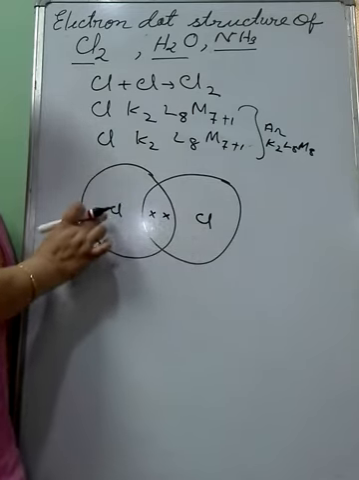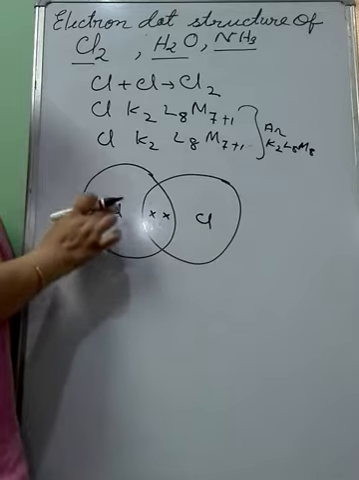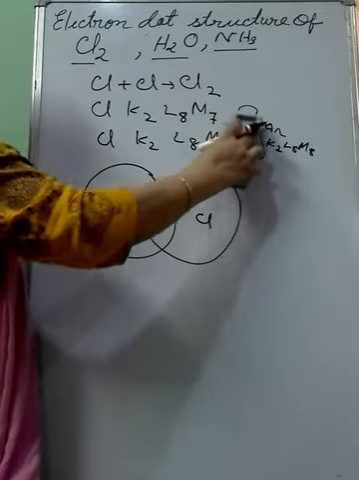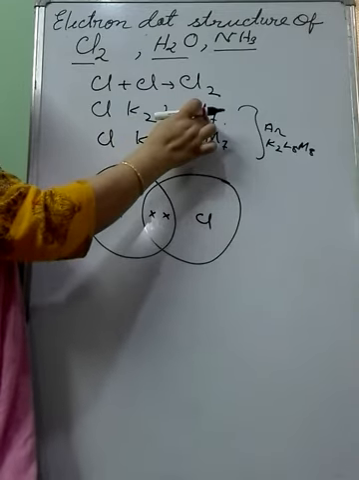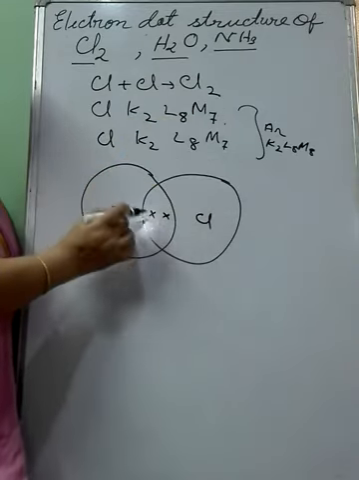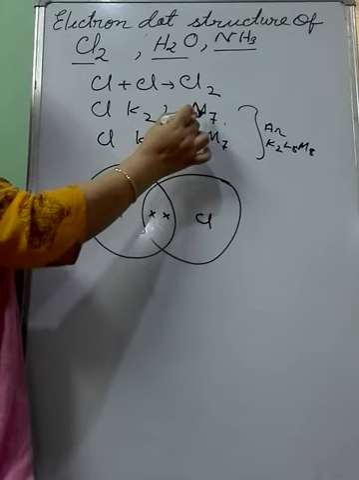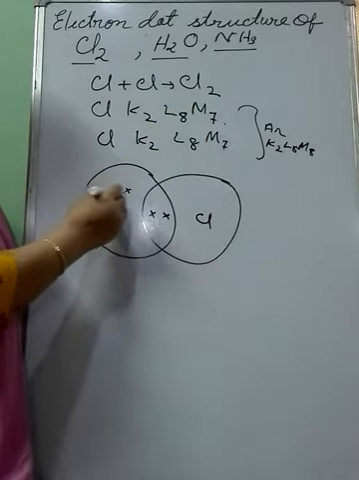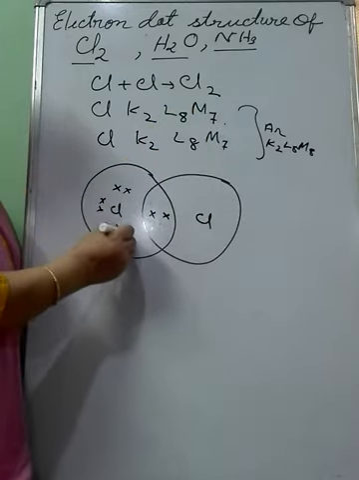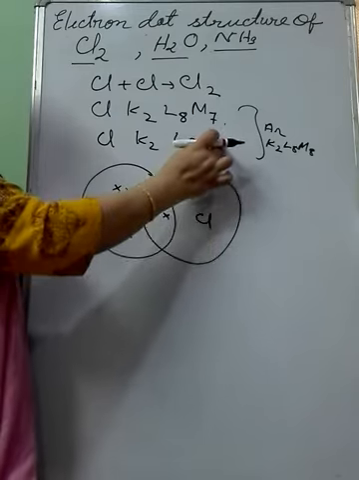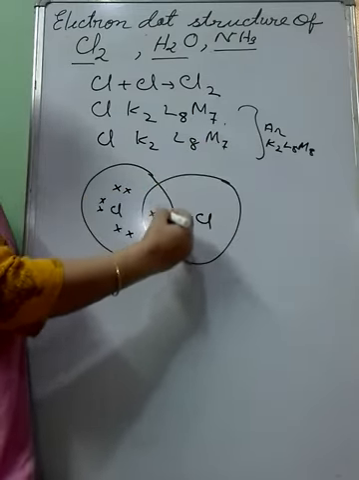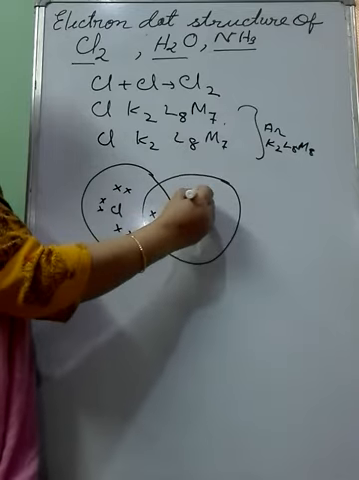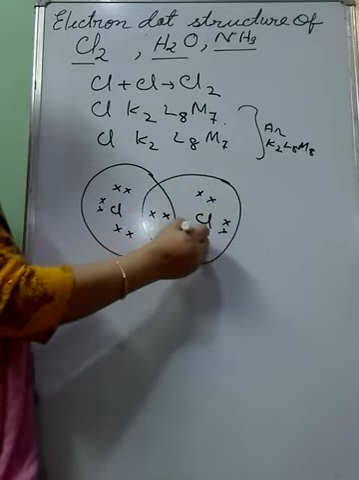After that you see chlorine. For chlorine, how many unshared pairs of electrons are left? Now you see, from this chlorine, from the 7 outermost electrons, one is contributed in the sharing. So how many are left here? 6. 1, 2, 3, 4, 5, 6. Again for this chlorine, from the 7 outermost electrons, one is contributed here in the sharing. So how many are left? 6. 1, 2, 3, 4, 5, 6.